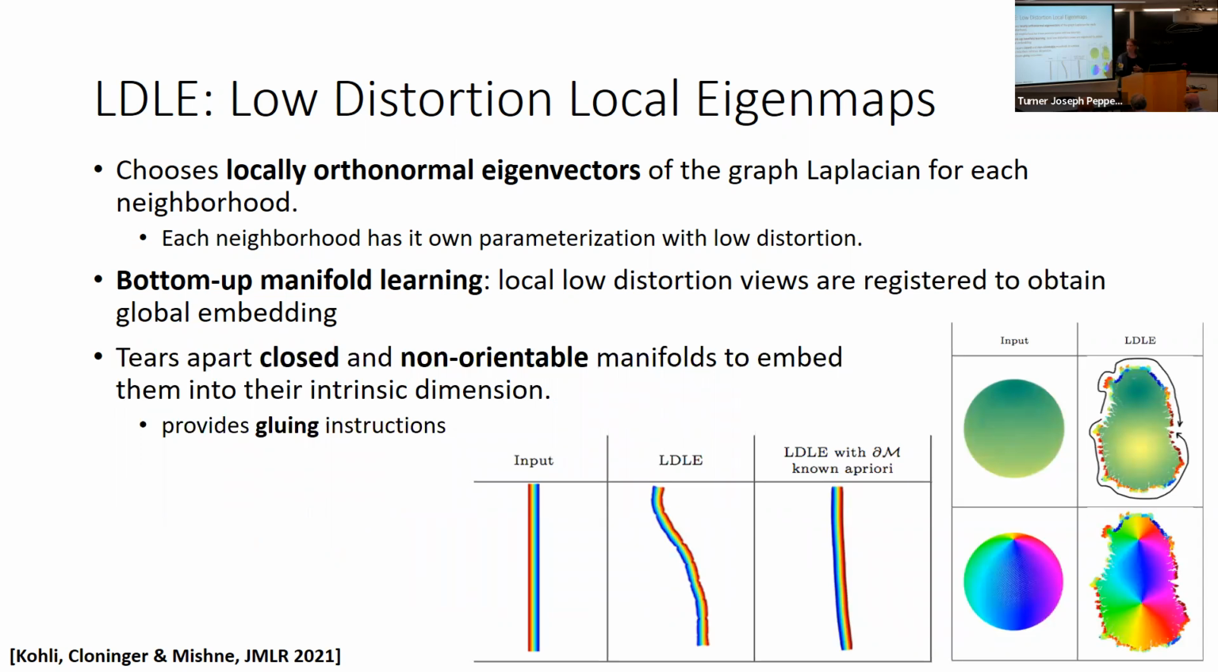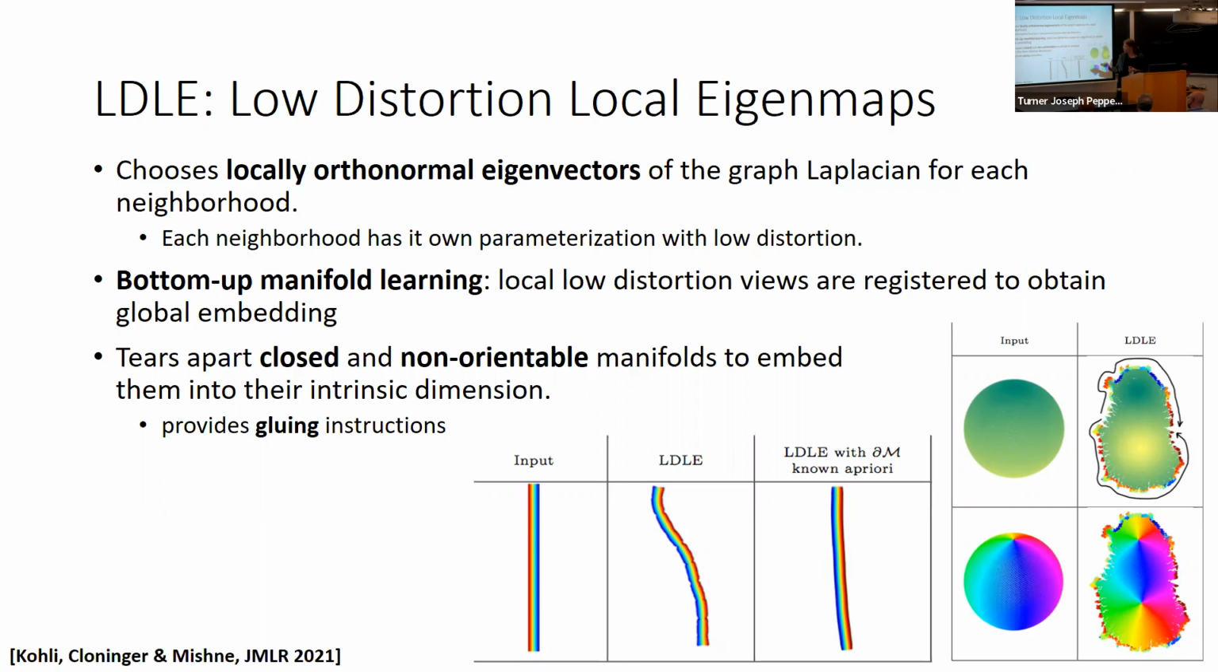So our approach also gives a solution where we can tear apart closed and non-orientable manifolds so that we embed them in their intrinsic dimension. What we'll see is that when we embed a sphere, we provide what we call gluing instructions. So we color the boundary of the manifold embedded into 2D so that you know that these points, despite the fact that they're over here, they actually also have neighbors over here, and the yellow points have neighbors over here. And we can imagine how to glue this together and understand, oh, originally this thing was a sphere. We don't live on flat Earth.